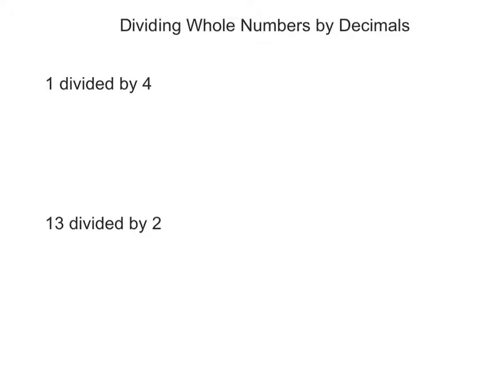In this video, we're going to practice dividing whole numbers by decimals. My first example says 1 divided by 4. So that means I'm going to have one object and divide it into 4 groups or 4 pieces. Now, you may start off thinking that one object can't be split into 4 pieces, but I know that if I have $1, I can break that up into 4 coins.